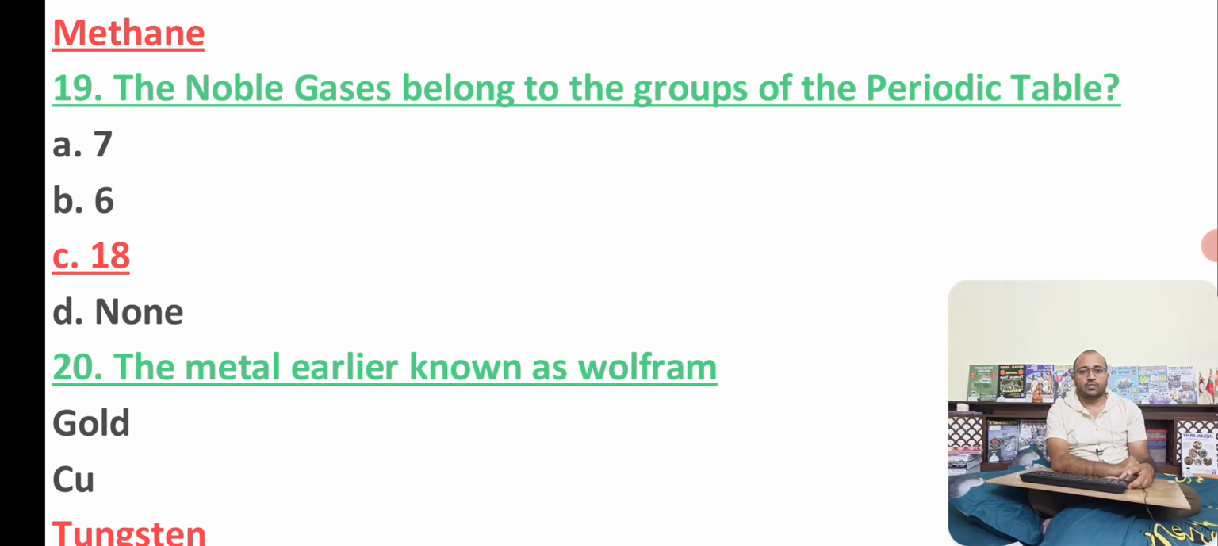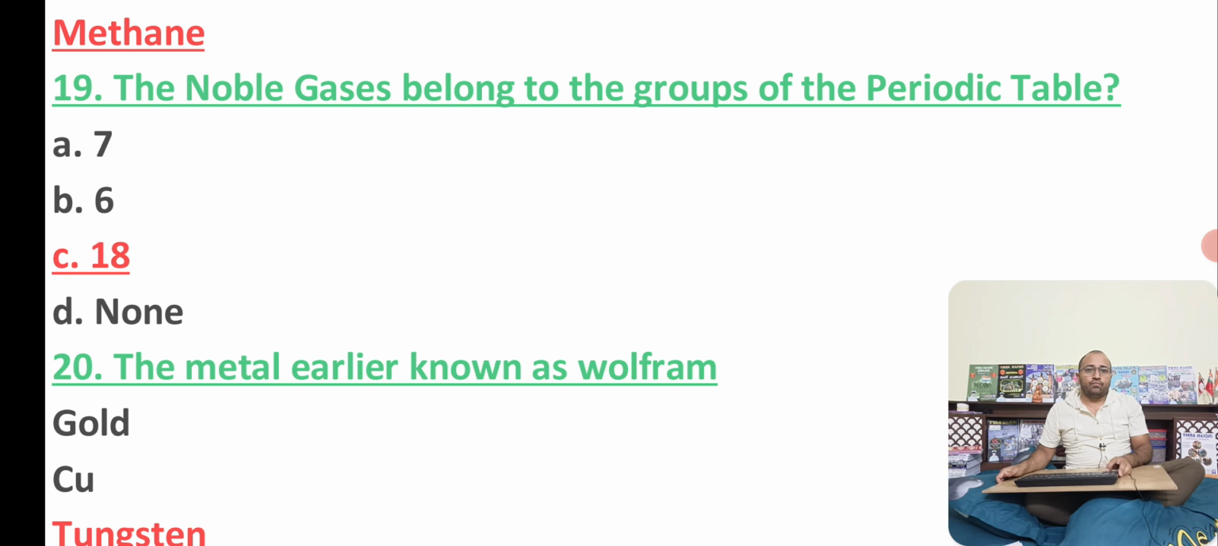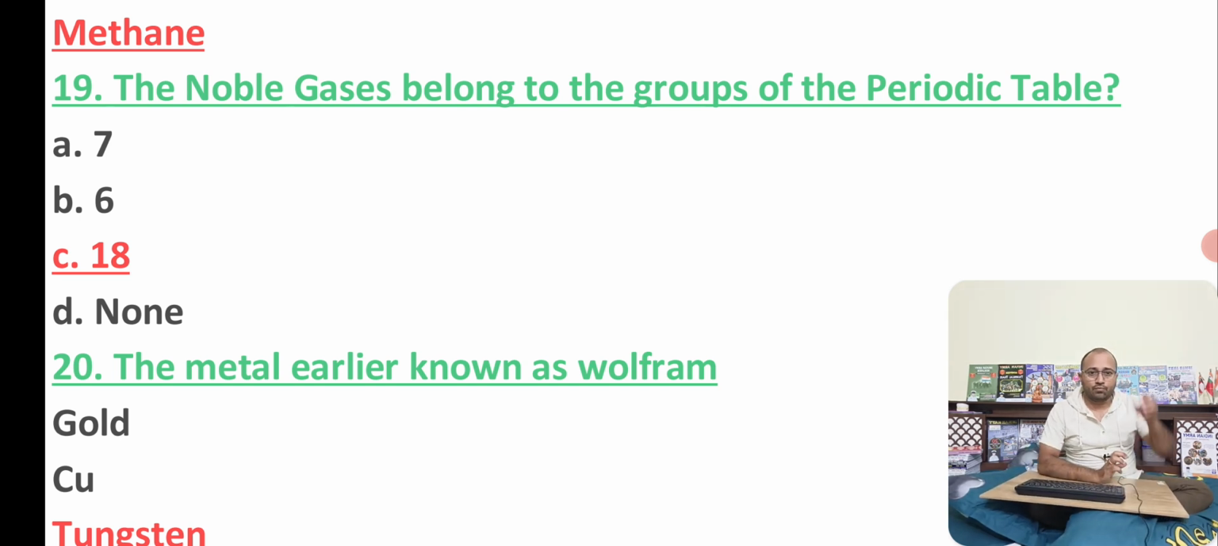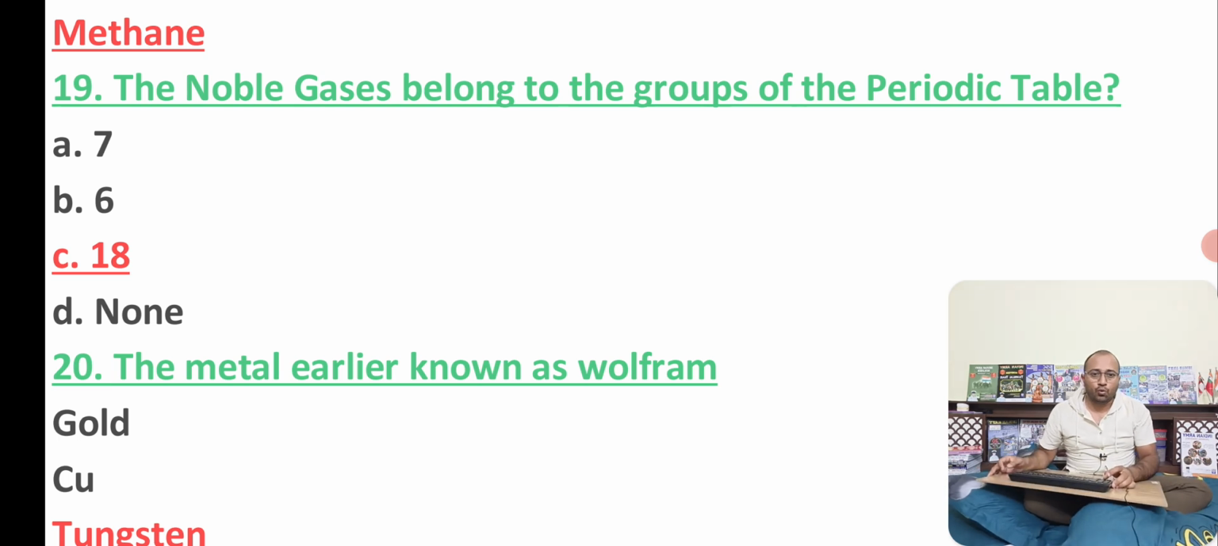The noble gases you should know about: which group of the periodic table do they belong to? We have different groups and periods. In this, the last column is the 18th group. So helium, neon, argon, krypton, xenon, radon, these are all what? These are all zero valency or noble gases.